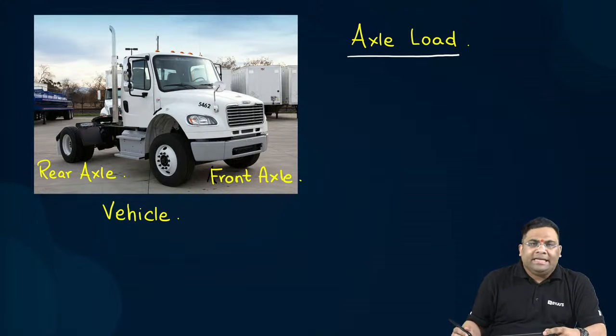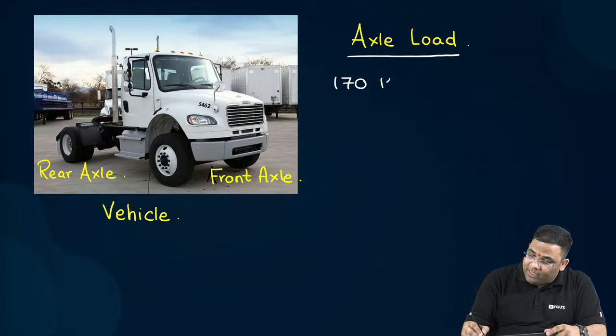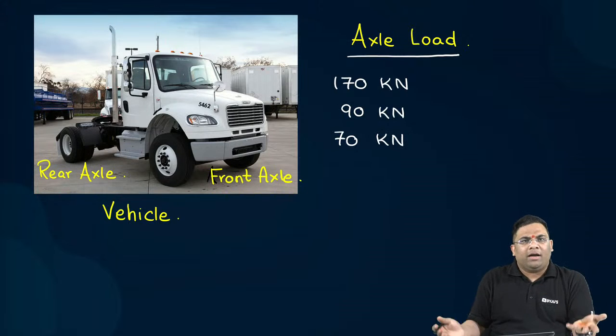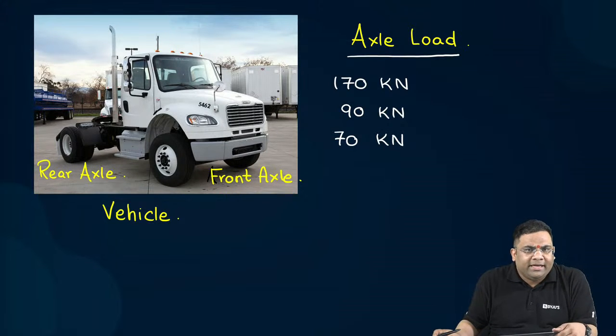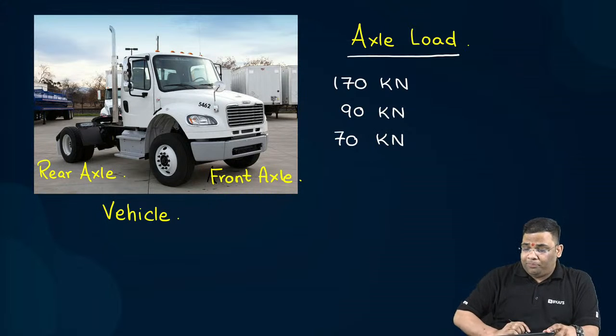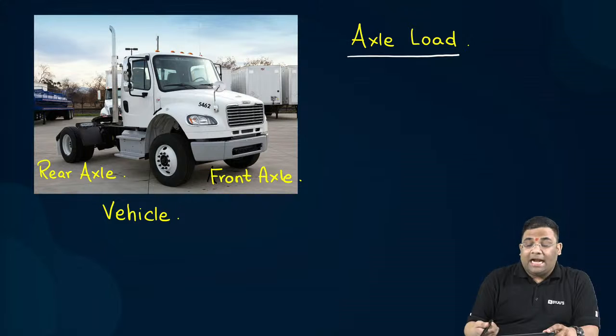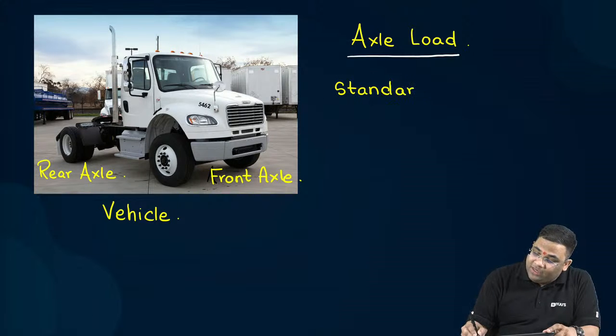Now, these axle loads can be anything. They can be 170 kilonewton, or 90 kilonewton, or 70 kilonewton. That depends on the vehicle and the loads which the vehicle is carrying. Now, there is something known as standard axle load. Because we have to standardize the things, we'll define a term known as standard axle load.